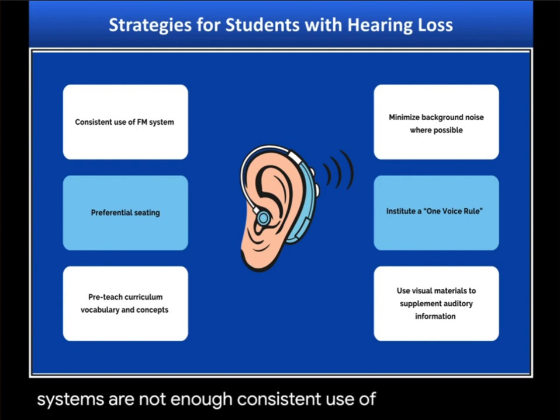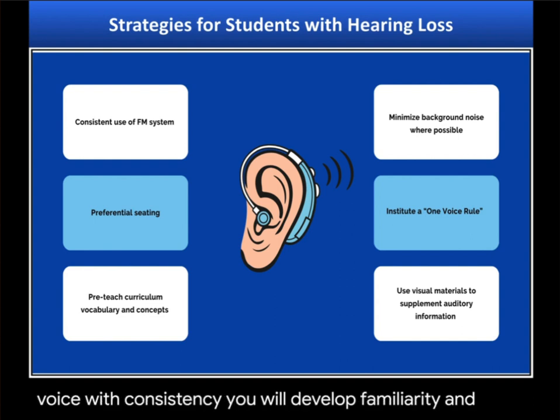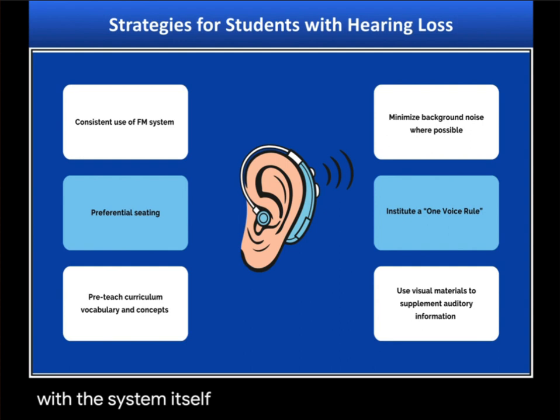Consistent use of the FM system means wearing it whenever you are directly addressing a student with hearing loss. The FM system improves the signal-to-noise ratio of the teacher's voice, allowing the student with hearing loss the best possible access to your voice. With consistency, you will develop familiarity and ease with the system itself and establish rapport and trust with the student.